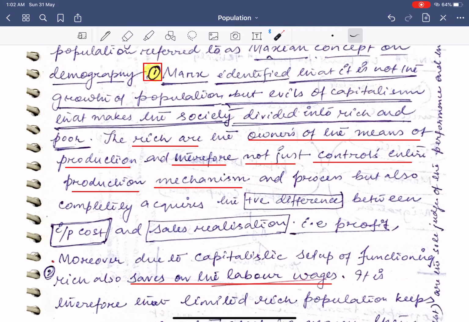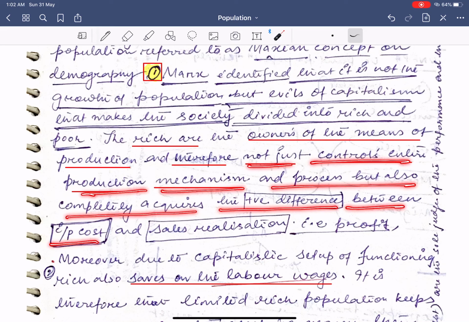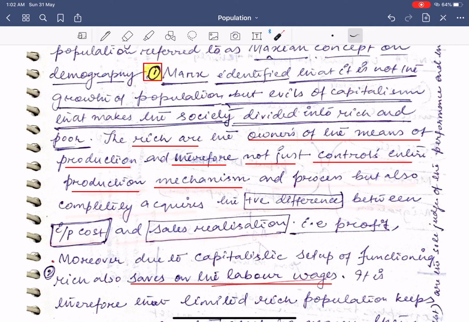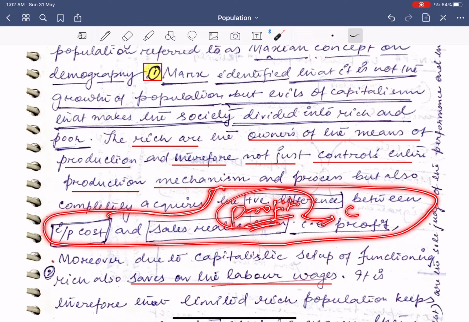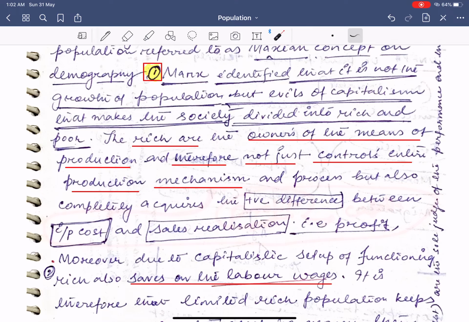How? The rich are the owners of the means of production, and therefore not just do they control the entire production mechanism and process, but they also completely acquire the positive difference between the input cost and the sales realization. I would explain this phrase as: the entire profit is kept by whom? The entire profit is kept by the capitalists, the owners of the manufacturing. You can simply say that the entire profit goes into the pocket of the capitalist.